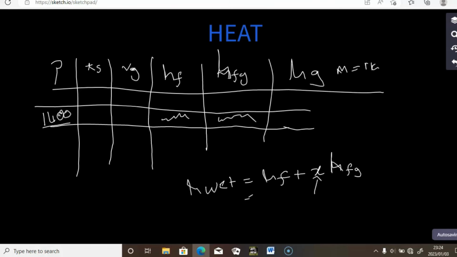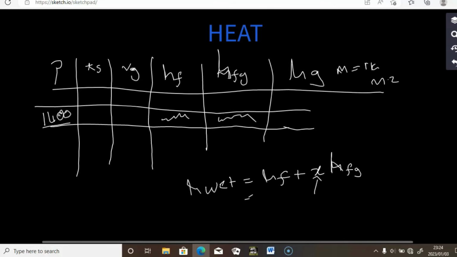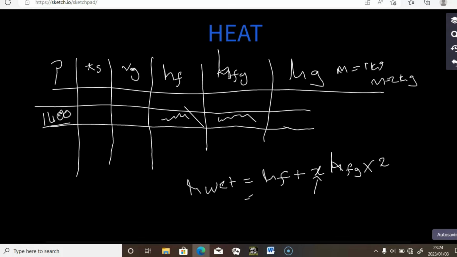So if they ask you to calculate the enthalpy of wet steam, and they say the mass of that wet steam is 2 kg, you are going to perform the calculation as we normally do, and then at the end of the answer you multiply by 2, because you want the enthalpy of 2 kg, and everything that we have from the steam table is for 1 kg. So let's continue with the question that we are dealing with.